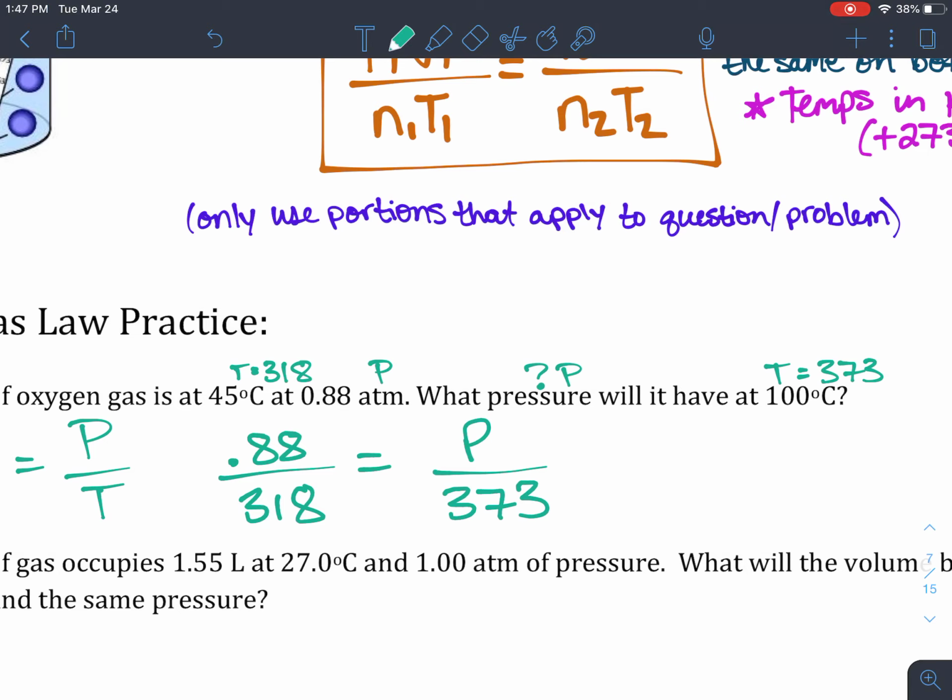Okay, so I'm going to do 0.88 divided by 318 times 373. And it gives us 1.03. So the new pressure is going to be 1.03, and it is pressure, and we started with atmospheres. So our answer is going to be in atmospheres.